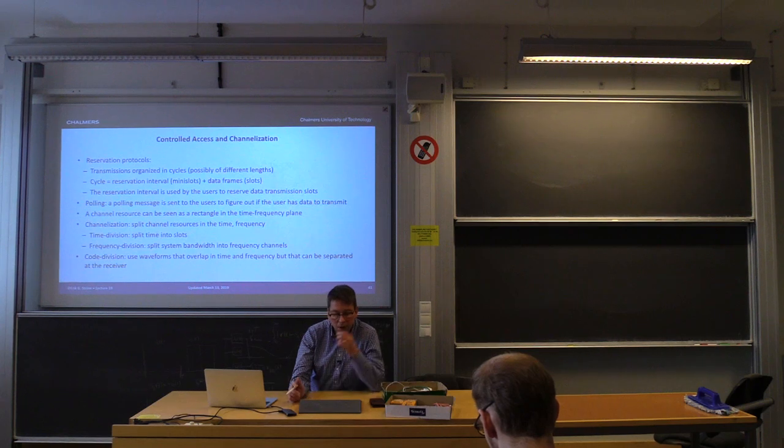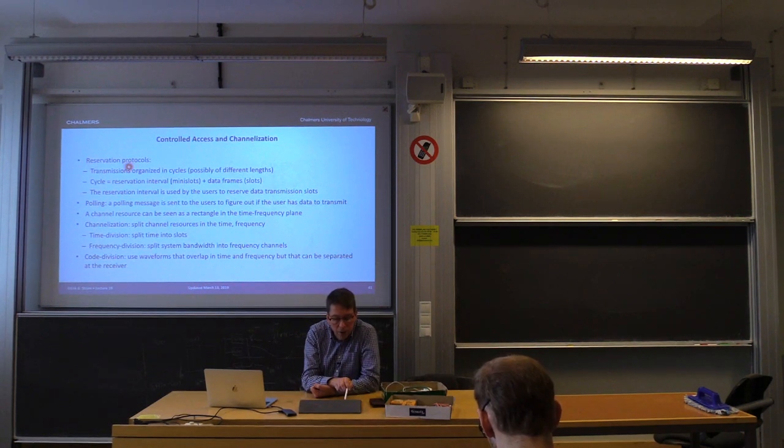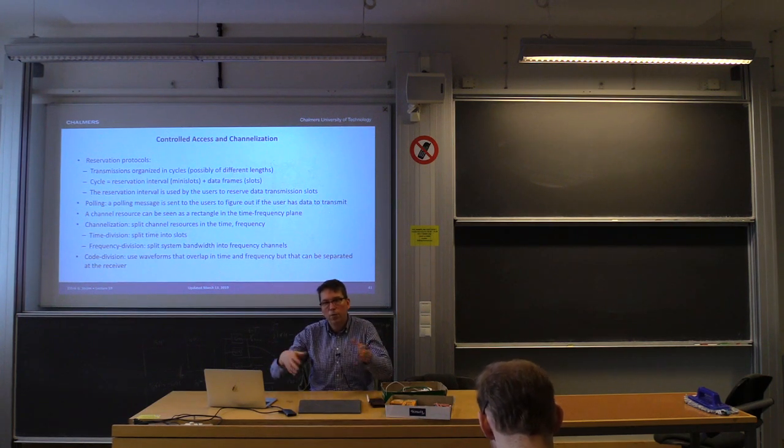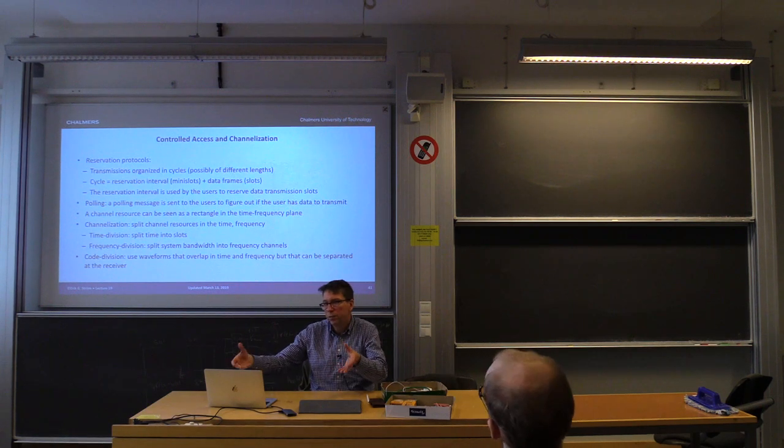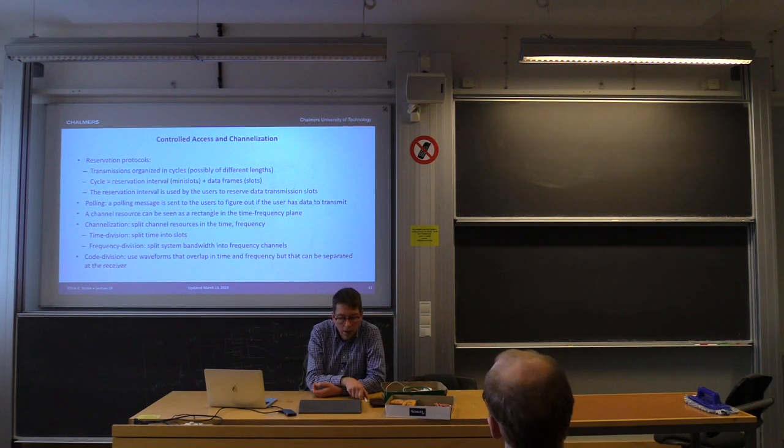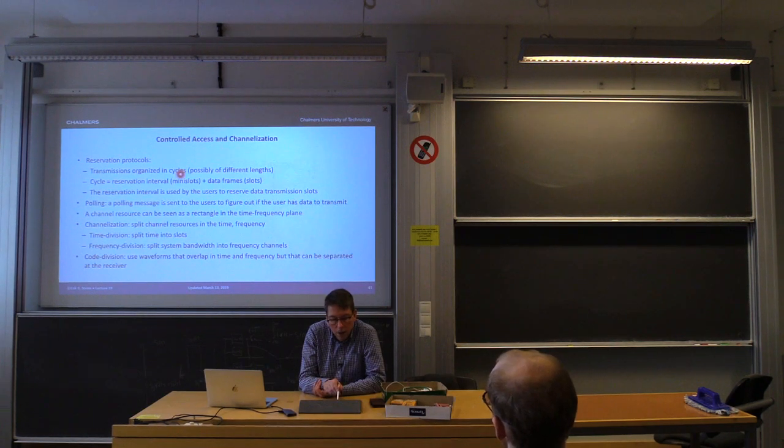Controlled access and channelization is basically, we have these reservation protocols. So it's a two-stage thing. Before we transmit data, we organize the transmissions. So we have cycles. And a cycle consists of a reservation interval plus data. Reservation is done in mini slots, so shorter packets. And data frames are done in slots, longer packets. And the reservation interval is used for the users to reserve slots if they have data to transmit.